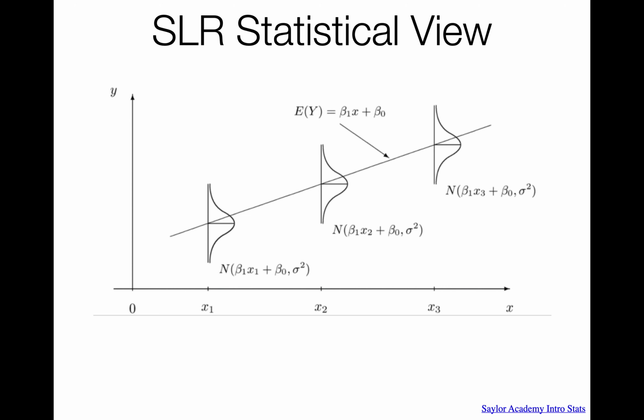And so in truth, the data should come from the line, but there's some error involved, and the error follows a normal distribution. I know that's probably really weird to think about. It's okay if you don't understand it. Your life can go on.